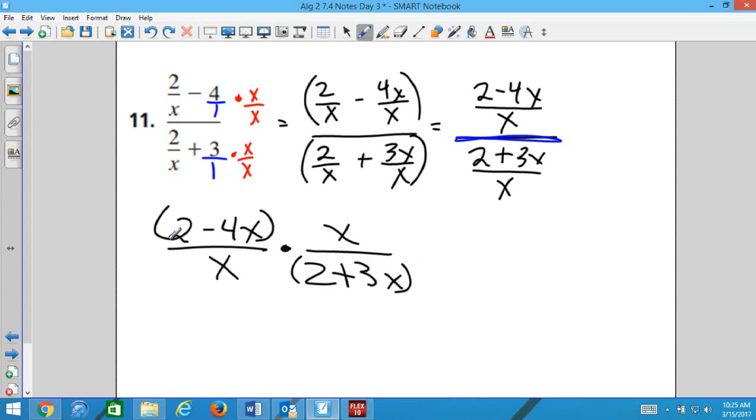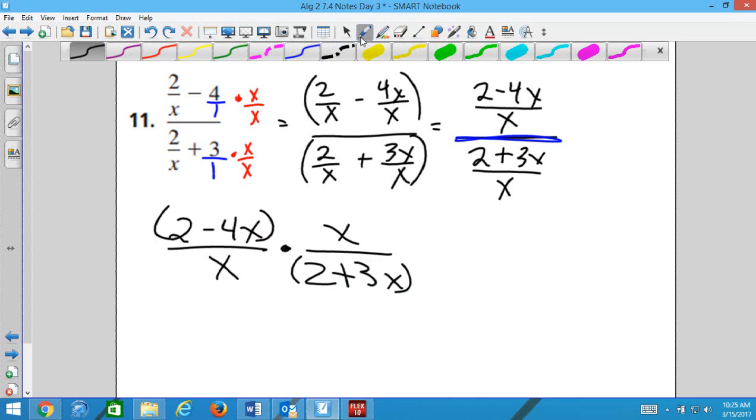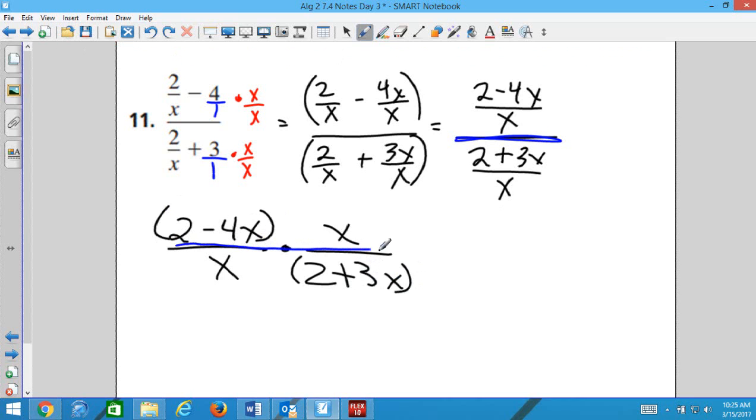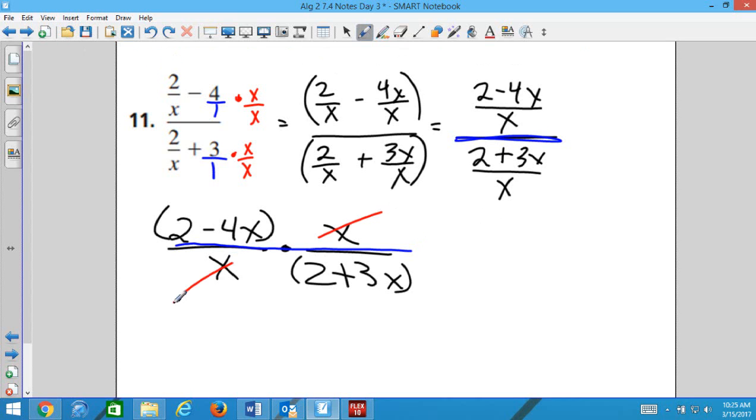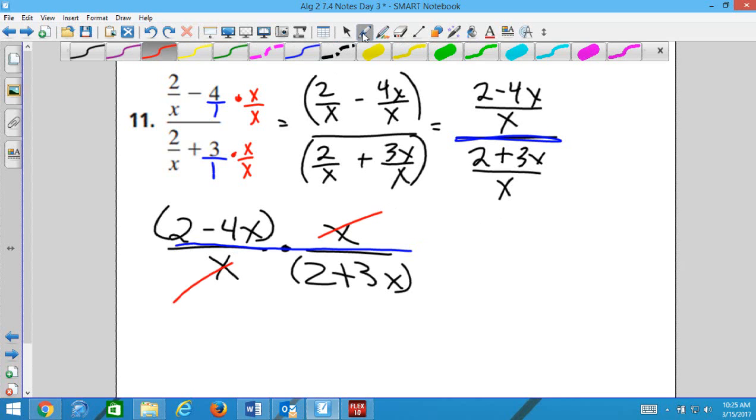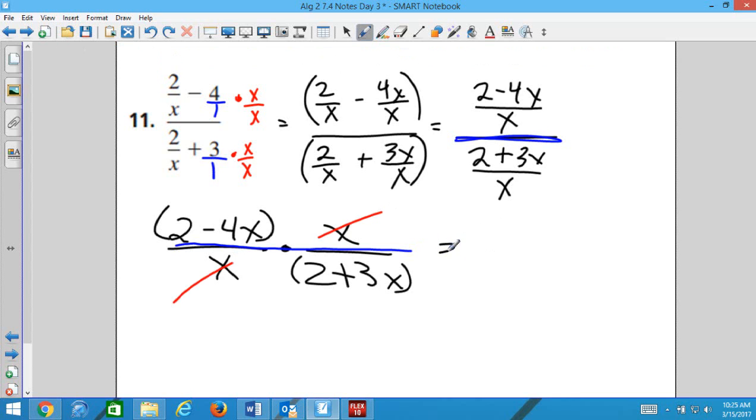The x is canceled, so then it's just 2 minus 4x over 3x plus 2. So these will cancel. We have 2 minus 4x over 2 plus 3x. Can I cancel the 2's? No, you cannot, because this is a binomial.